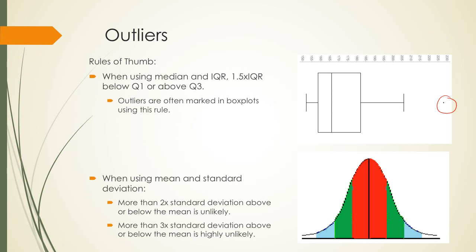Alternatively, a value that is more than 2 times the standard deviation above or below the mean is considered fairly unlikely. This corresponds to values outside the green zone. A value that is more than 3 times the standard deviation above or below the mean is considered highly unlikely. This corresponds to values outside the blue zone.